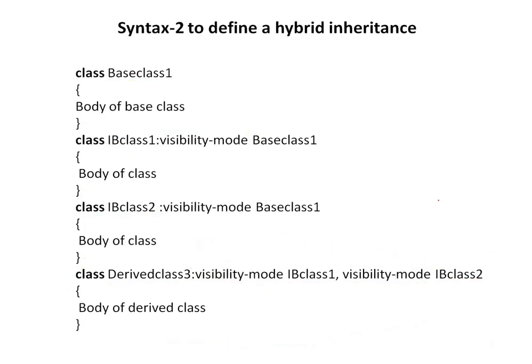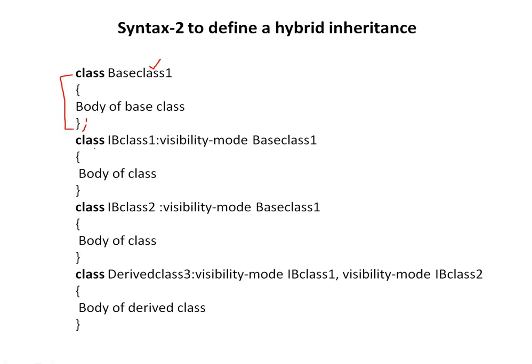Now look here. Syntax to define a hybrid inheritance. Class base class 1. This is the topmost base class. Next we have to write the set of statements within the brackets. Then we have to write the body of the base class. Then we have to close the declaration of the class. This is the definition of the topmost base class.